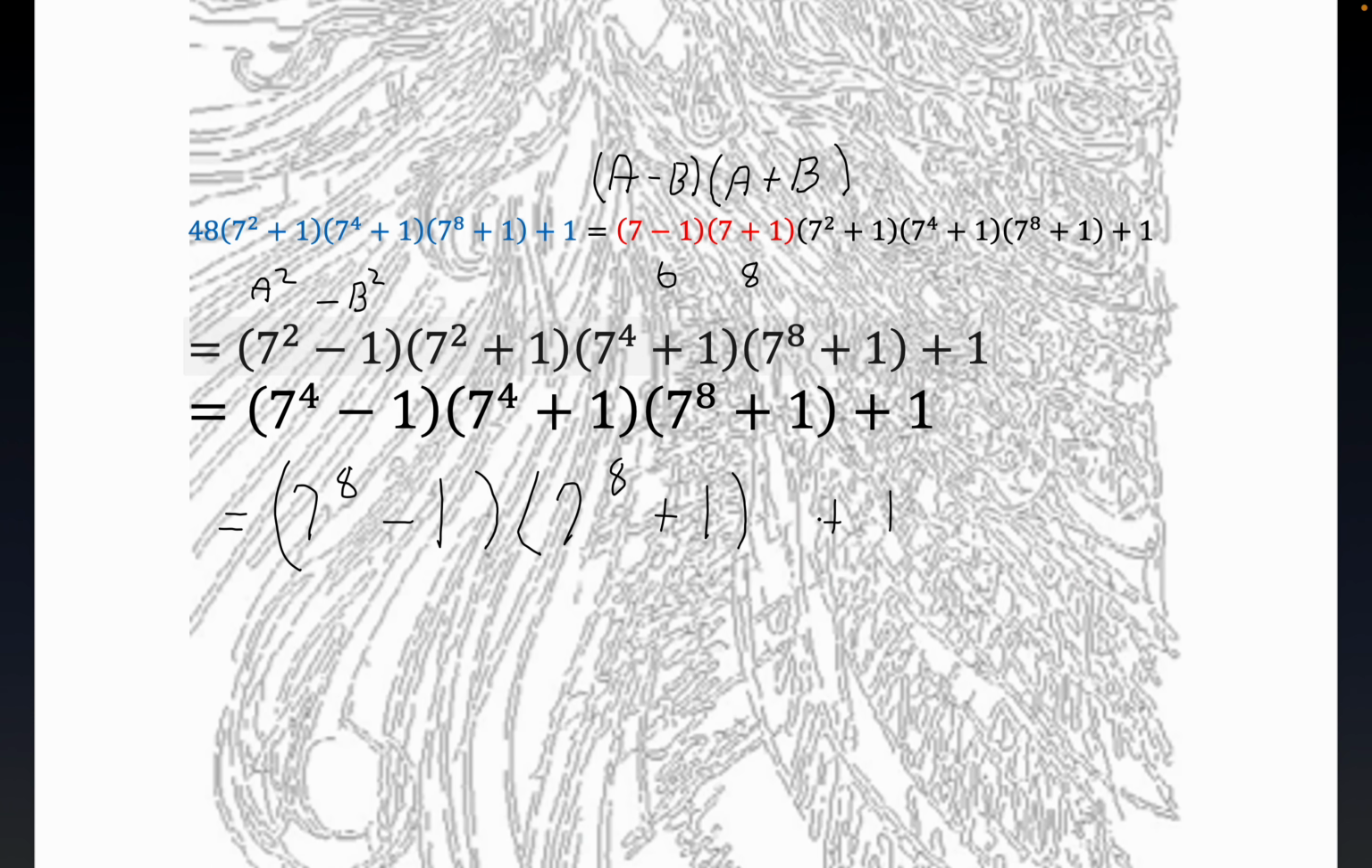And then, of course, if you carry out this multiplication, you end up with 7 to the 16th minus 1. But we still have this plus 1 hanging around, right? So we actually get the answer in our so-called simplified exponential form, 7 raised to the 16th power. So there you go, folks.